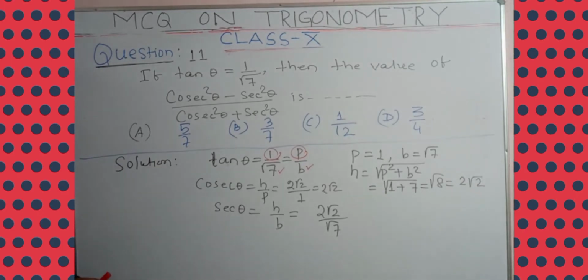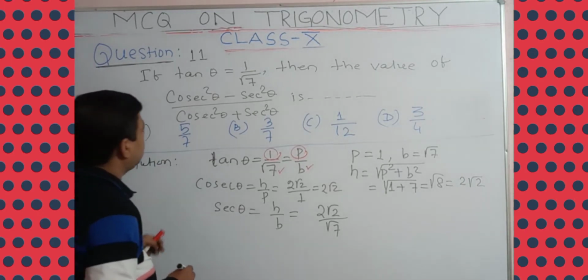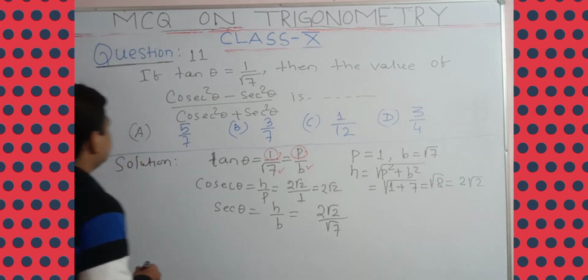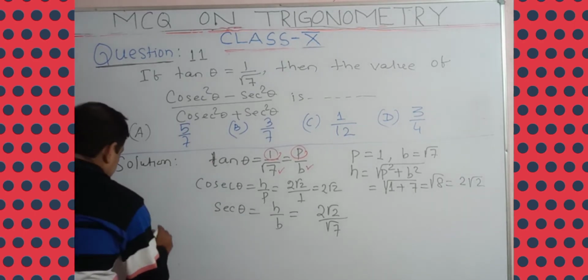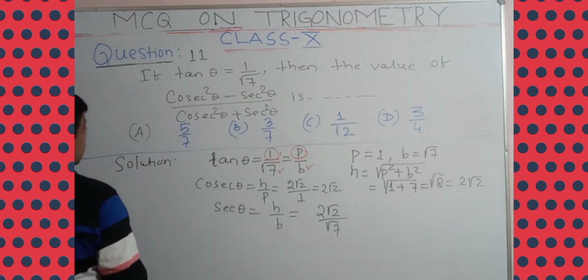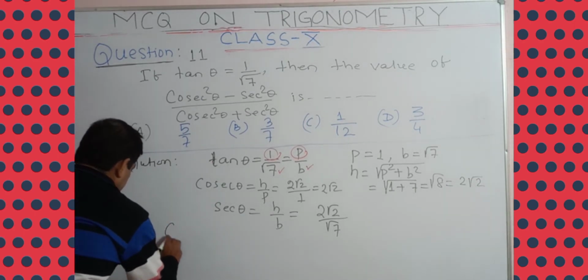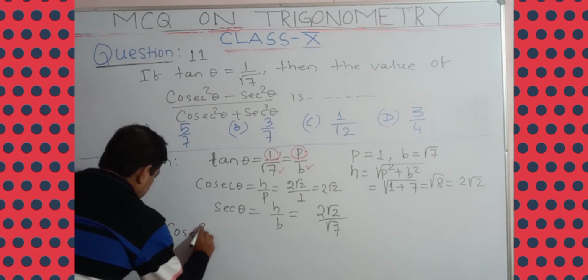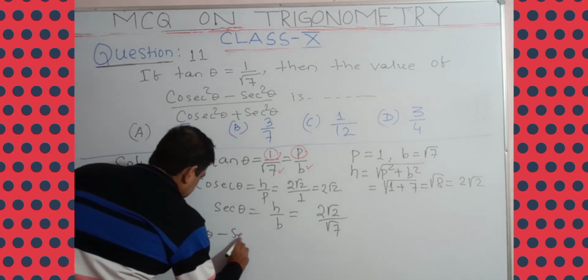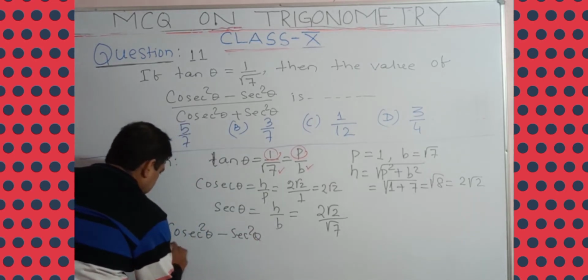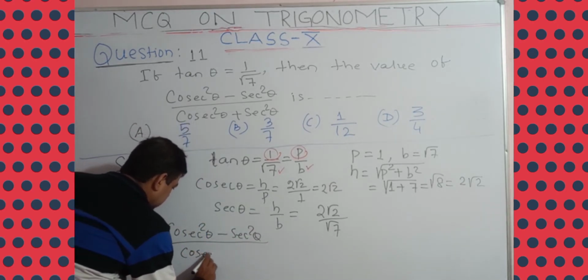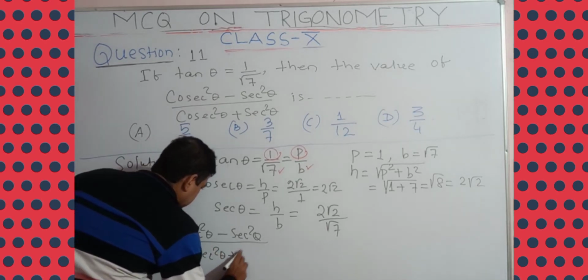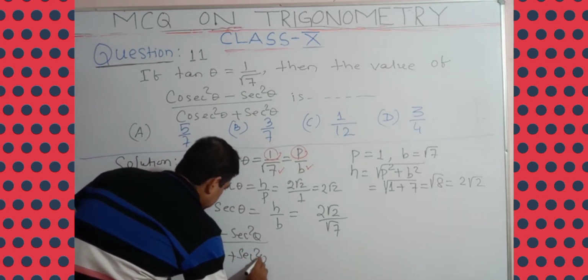So you have to use this value in the given expression, right? Is it clear? Then you have to find out. Let's see, here given is cosec square theta minus sec square theta, whole divided by cosec square theta plus sec square theta. Understand?